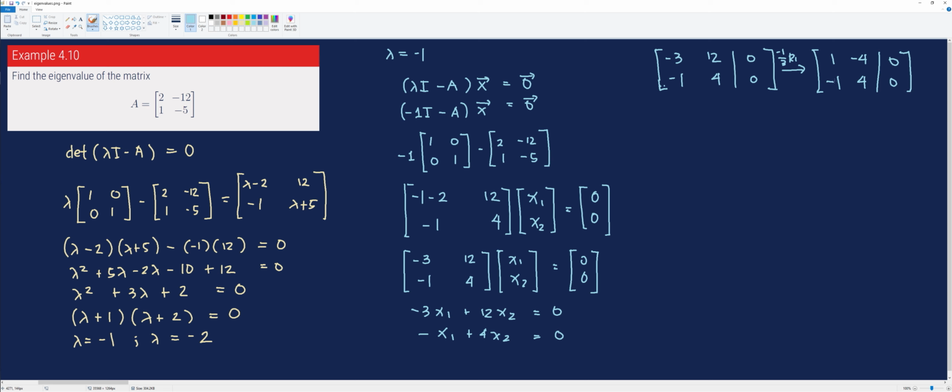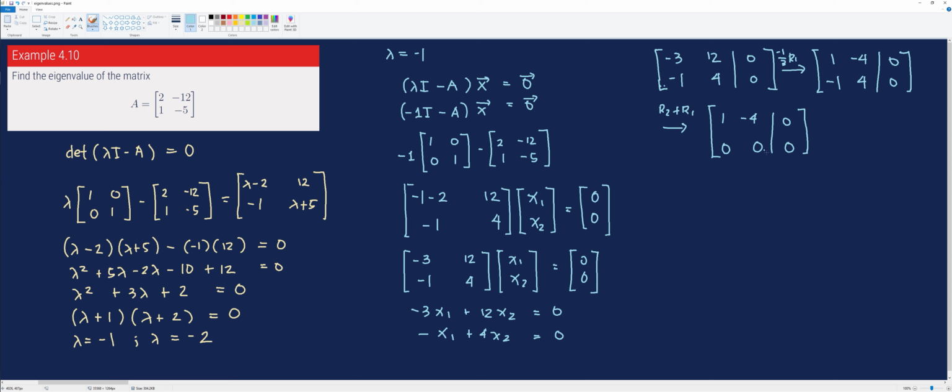Next, we will perform this operation, that is R2 plus R1. So basically, what we are looking for is the reduced echelon form of this matrix. So this one is 1, this is -4, and this is 0. Whereas in the second row, that is -1 plus 1 is 0. 4 plus -4 is also 0. And 0 plus 0 is equal to 0.